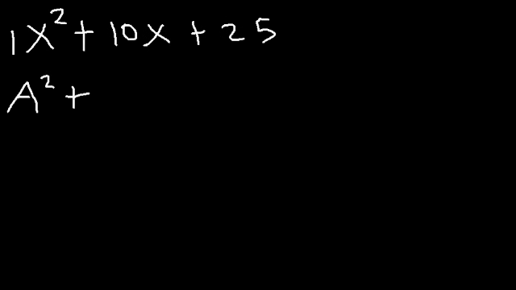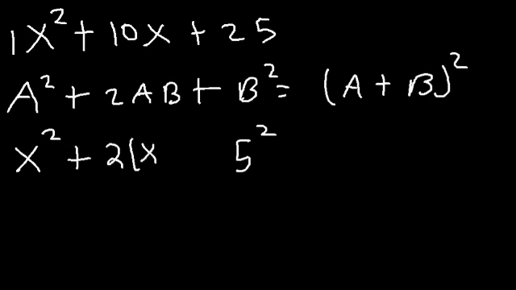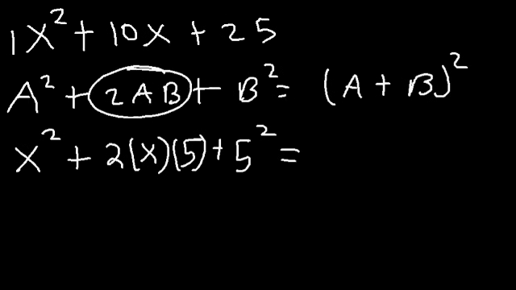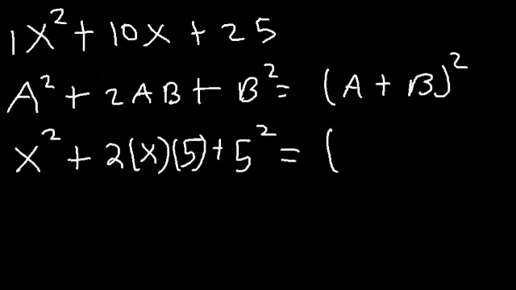a squared plus 2ab plus b squared is equal to a plus b squared. So notice that a squared is x squared, and b squared is 25, which means b is 5. So I can write 25 as being 5 squared, plus 2 times a, which is x, and b, which is 5. So as you can see, 2ab is 2x times 5, which is 10x. They're equivalent to each other. So therefore, we know the answer is going to be x, which is a, plus b, or 5, squared. You don't have to use the formula, but you could if you want to.